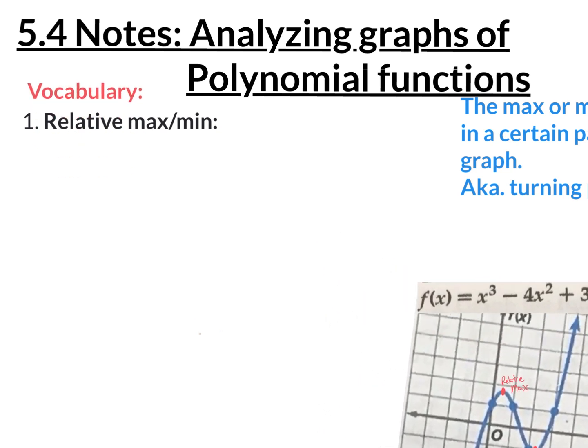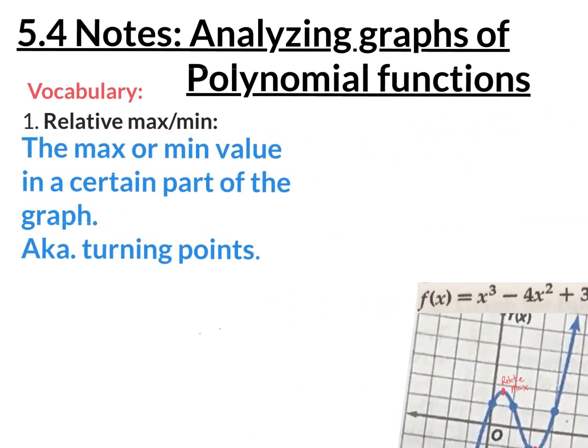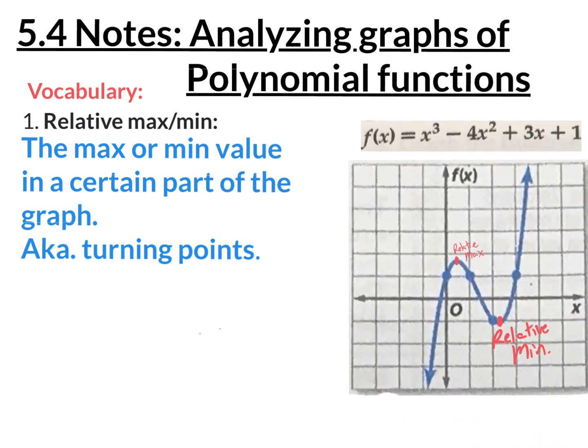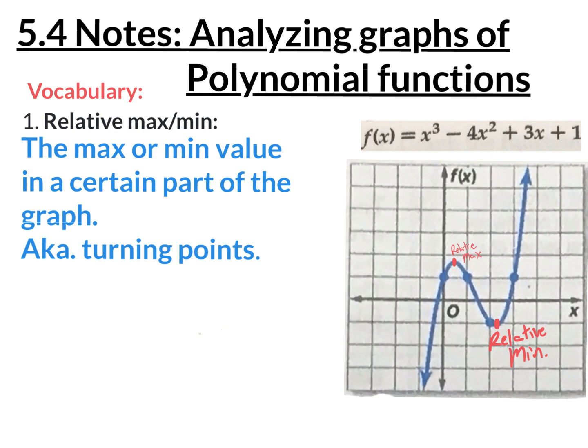Here is the definition. I would jot that down somewhere. And you know what? That's my definition. You could write your own. What is relative max or min? It's the max or the min value in a certain part of the graph. Also known as turning points. Okay? So if you look at this graph from left to right, it's going up and then there's a turning point right here. That's a relative max. It's going now down. Turning point. That's a relative min going back up. Okay?